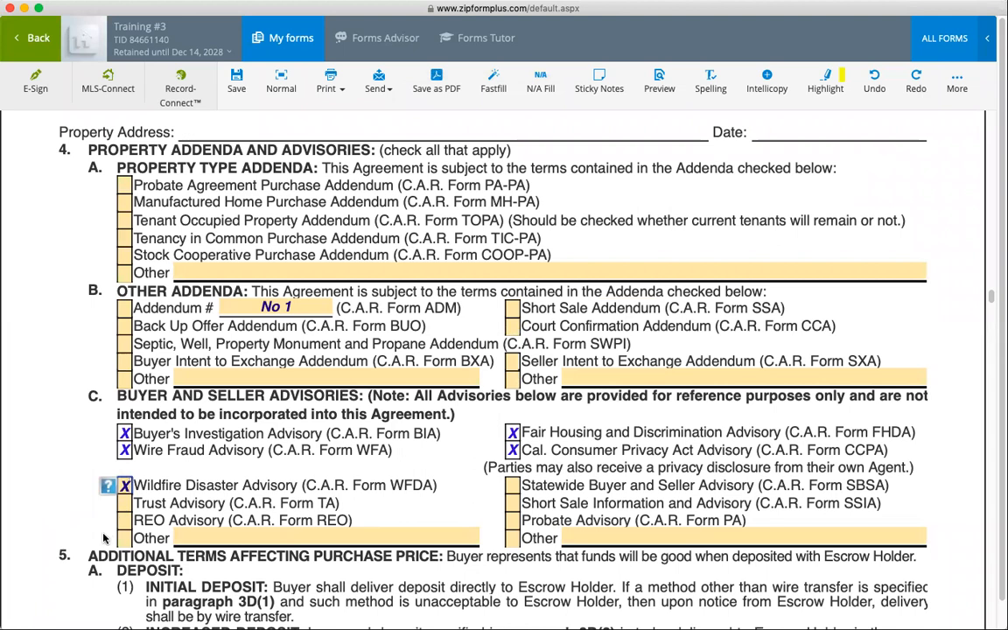Trust advisory, if there's a trust. If it's an REO, you would attach an REO advisory. We prefer that you attach the statewide buyer and seller advisory because that has lots of those CYA clauses that help us in the event there's a dispute somewhere down the road. If it's a short sale, and we do see some short sales now and then still, then you would attach this information and advisory. And if it's a probate, you would attach the probate advisory.